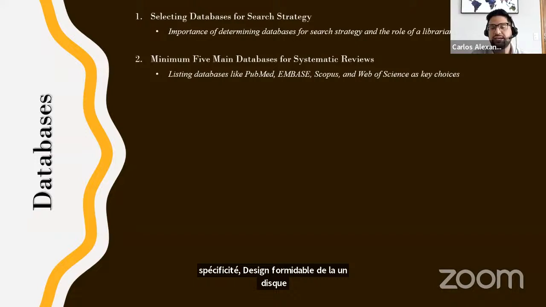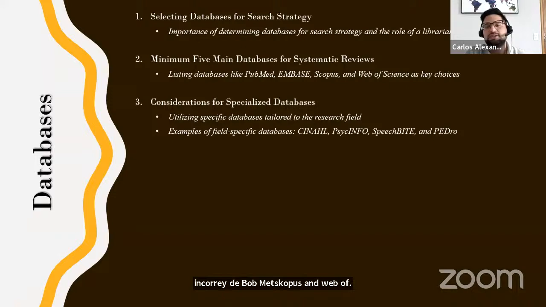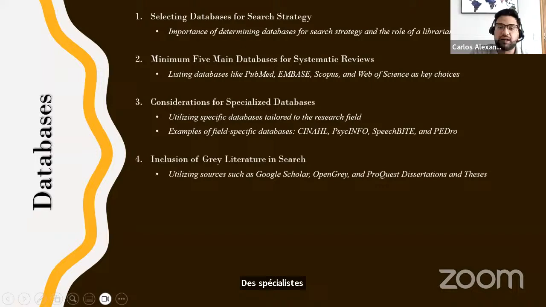So usually we use five main databases, and in the systematic reviews that I've done before, I included PubMed, Scopus, and Web of Science. And for the specialized ones, I have some examples here. CINAHL, PsycInfo, SpeechBite, and PEDro could be included as specific databases.